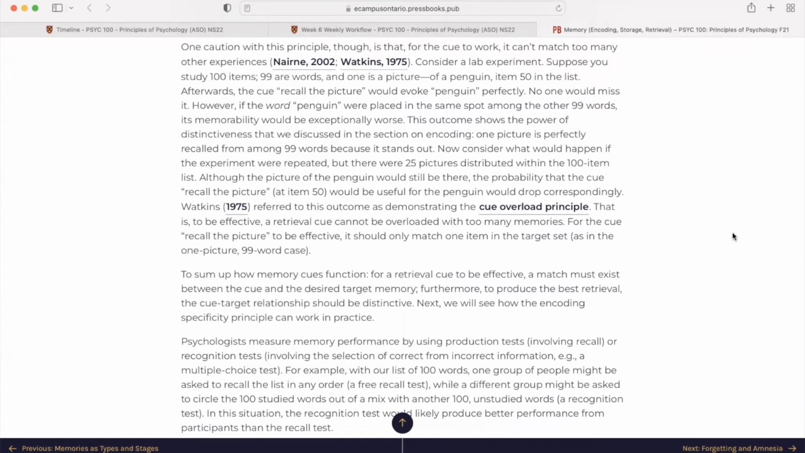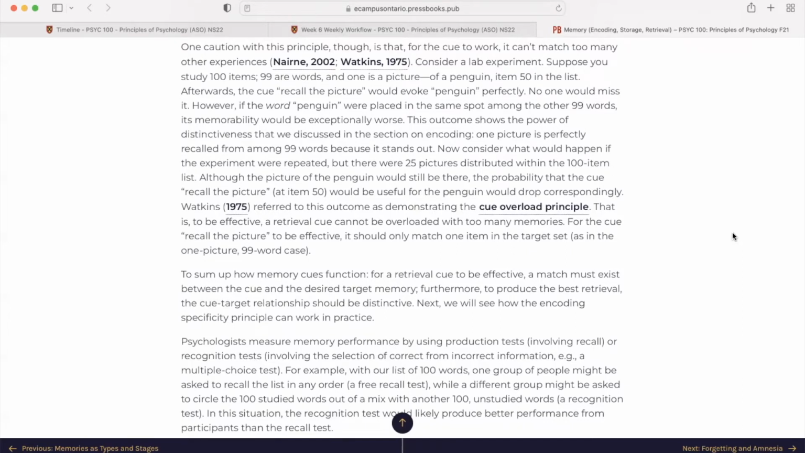However, if the word penguin were placed in the same spot among the other 99 words, its memorability would be exceptionally worse. This outcome shows the power of distinctiveness that we discussed in the section on encoding. One picture is perfectly recalled from among 99 words because it stands out.